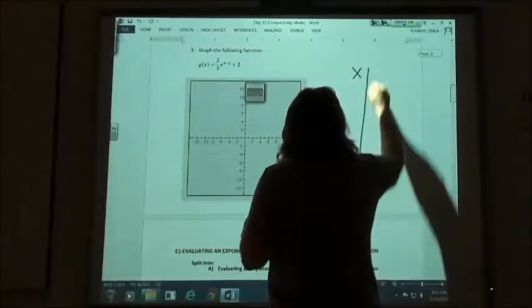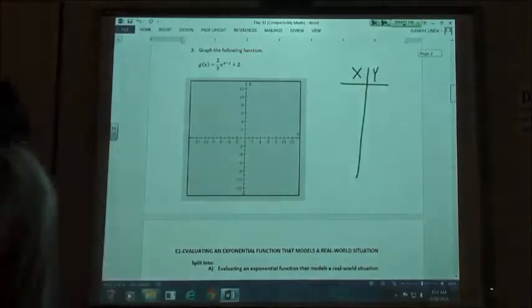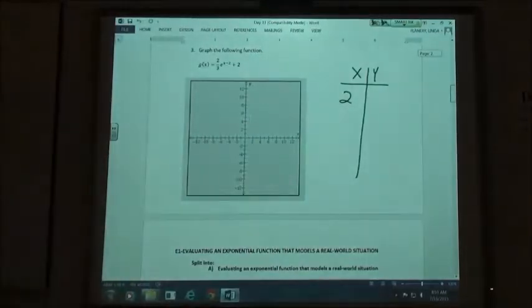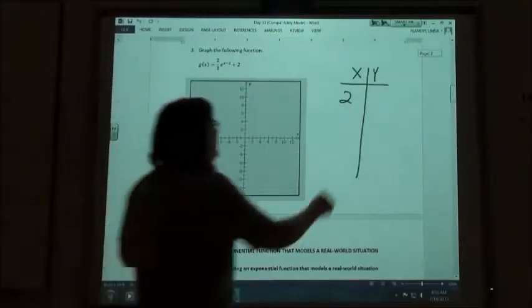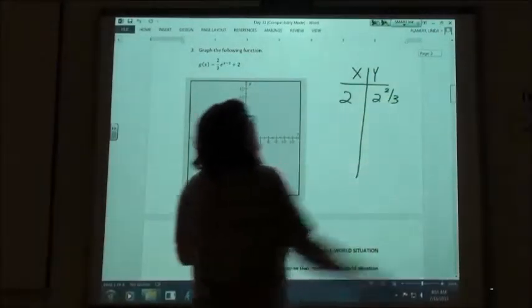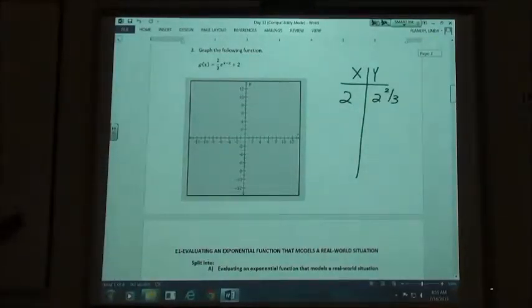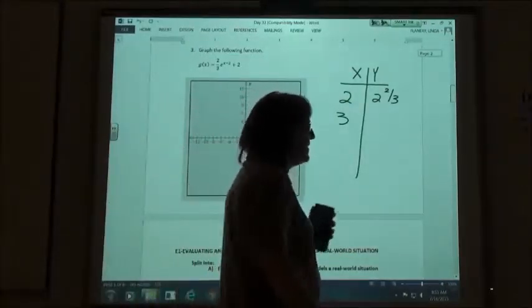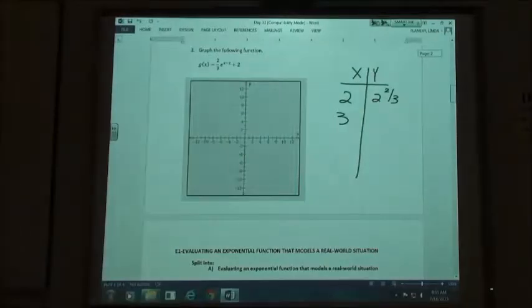So on the third one, our first x value would be at 2. And if we put 2 in for x, we would get 2 2/3, exactly. Then we're going to put what in for x? 3 in for x, and for y then we're going to have... exactly.